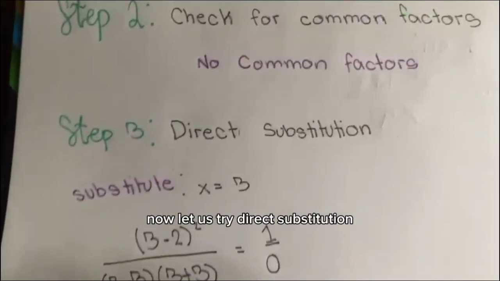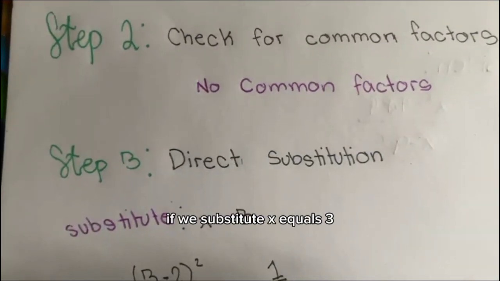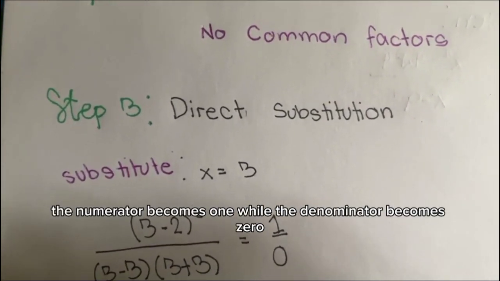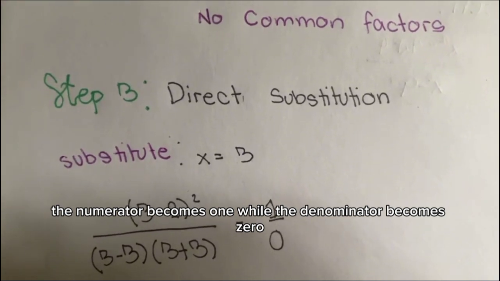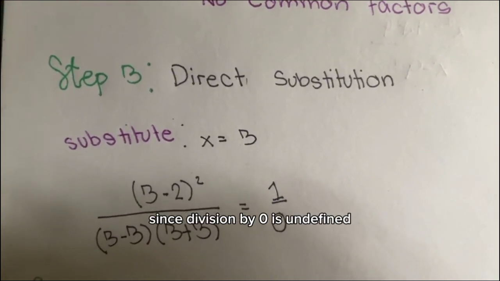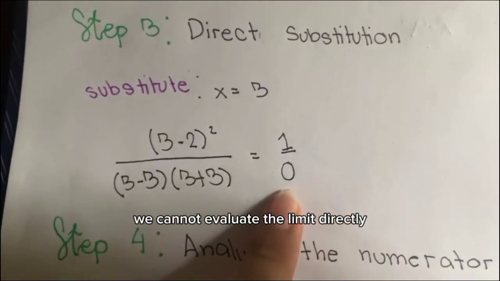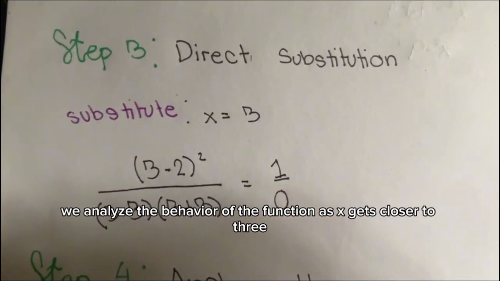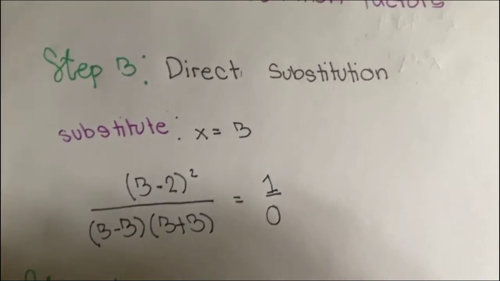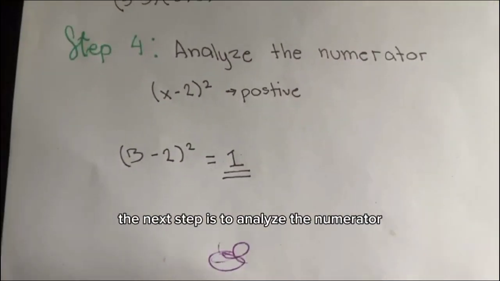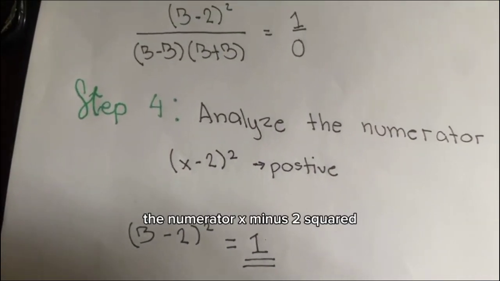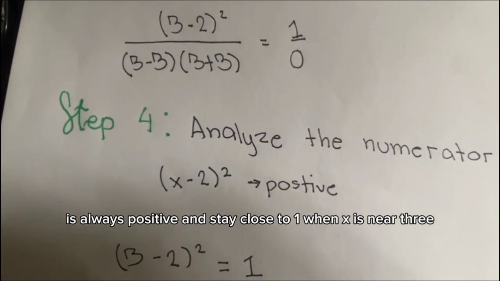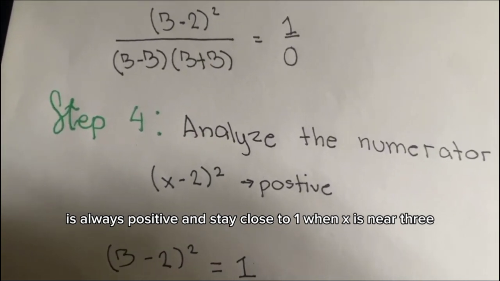Now, let us try direct substitution. If we substitute x equals 3, the numerator becomes 1, while the denominator becomes 0. Since division by 0 is undefined, we cannot evaluate the limit directly. Because of this, we analyze the behavior of the function as x gets closer to 3. The next step is to analyze the numerator. The numerator x minus 2 squared is always positive and stays close to 1 when x is near 3.